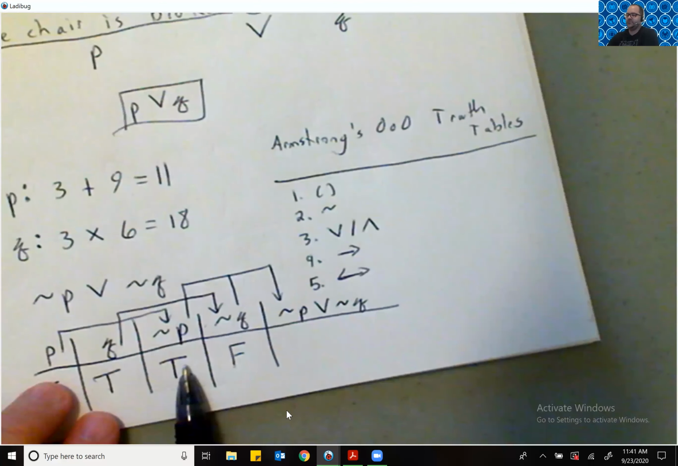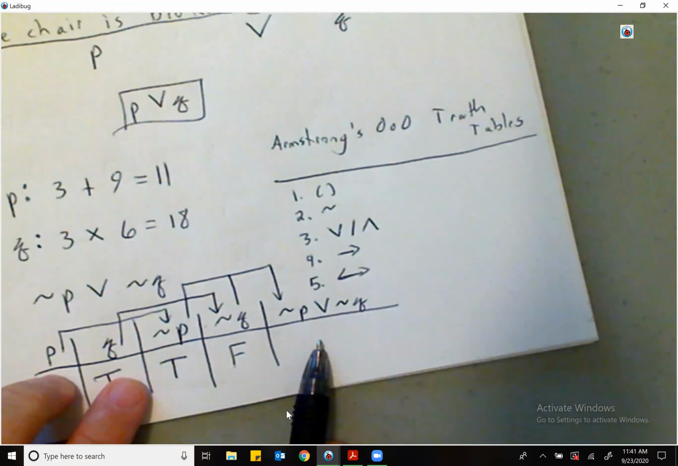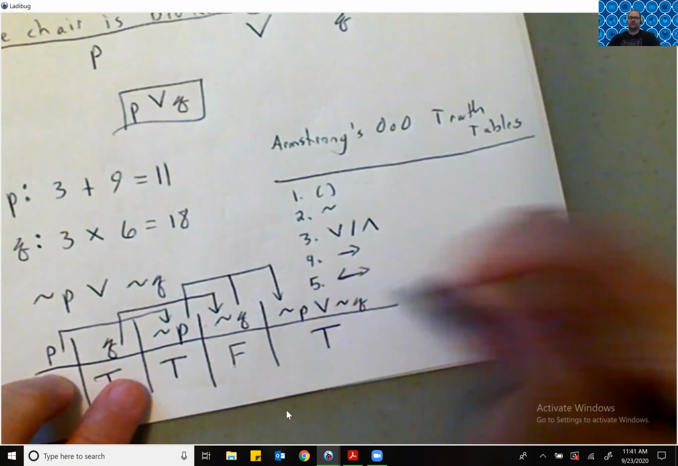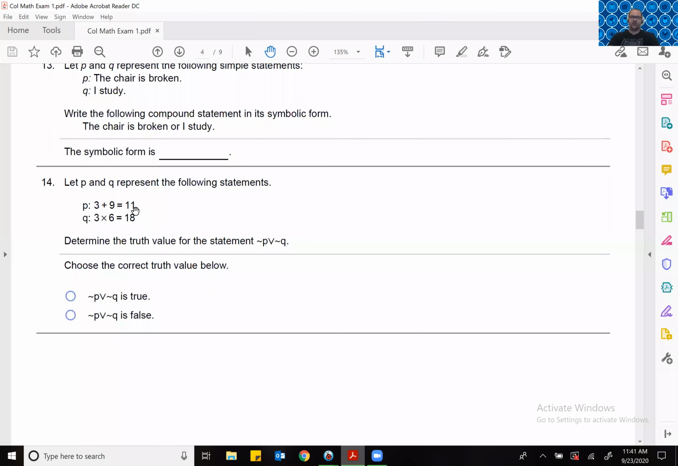We have true, false. So what's the value? True. There you go. So in the end, the truth value for this is that it is true. So we go out here and we're going to select true. That's what they were after. In the end, this statement is true. All right, moving on.